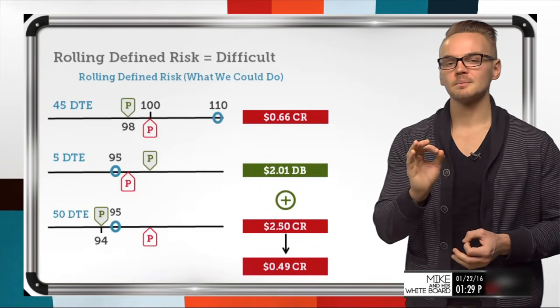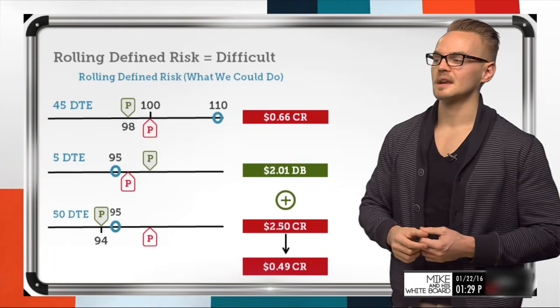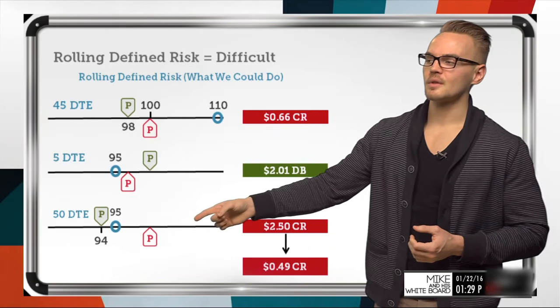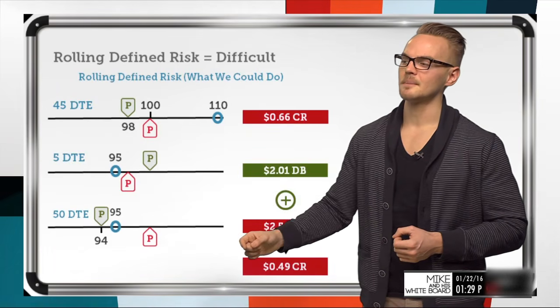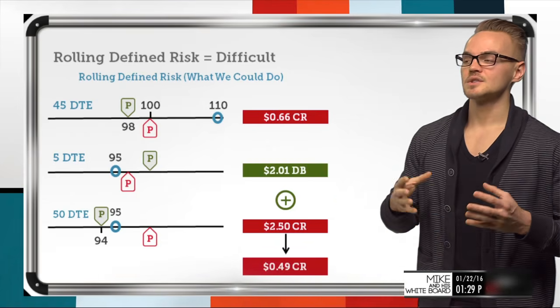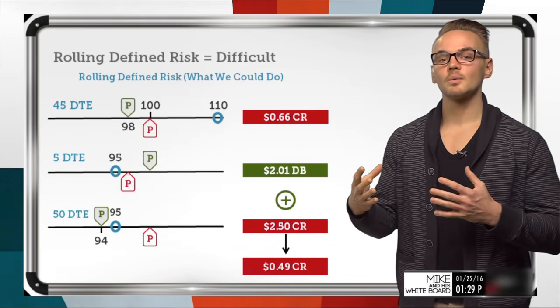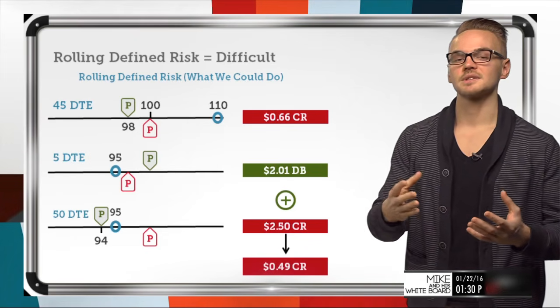But what's really important about this is that, yes, I'm paying less for the 94 put that I'm buying, but I'm tripling my risk here, because now I've got a 6-point wide spread from 100 to 94 as opposed to 100 to 98. So this is one thing we could do, but we're adjusting our risk, and maybe that's not what we're comfortable with, which is why we might have been in defined risk in the first place.